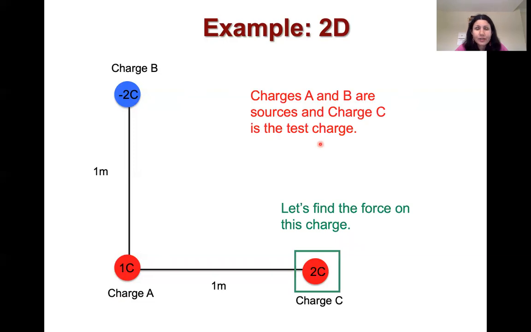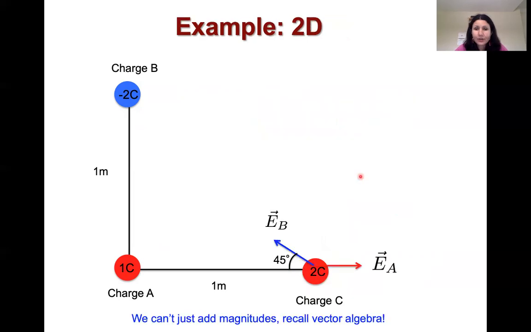So what we're really doing is we're making charges A and B our source charges. So there are these two source charges. And then charge C is going to be our test charge. So charge C itself does not feel its own electric field. So all we need to worry about is, first, we have this location. We're going to try to figure out what is the electric field at the location of charge C due to the sources A and B. Once we know the electric field, then we just need to multiply by that charge, which is 2 coulombs, to get the force. All right, so we're going to go through this.